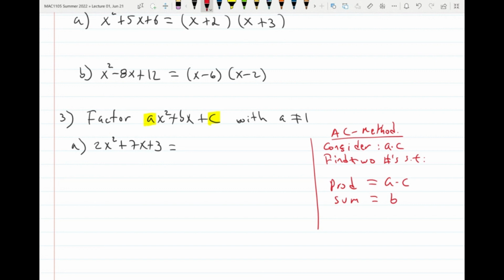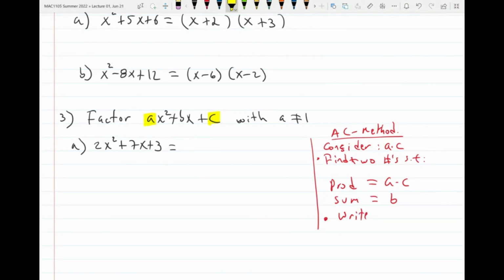So it's very similar to what we did above. Look at the first times the last one, that will give you something. Then think about two numbers whose product is A times C and the sum is the middle one. Okay, that's the first step. Once you find those numbers, then the next thing that you're going to do is, so that's step number one. Step number two is then write.